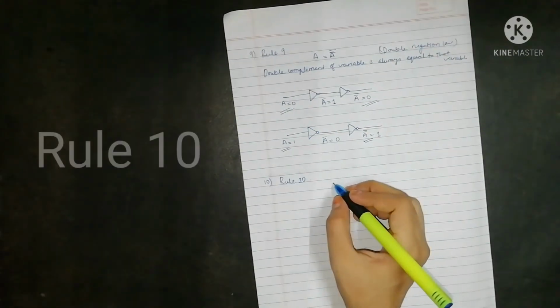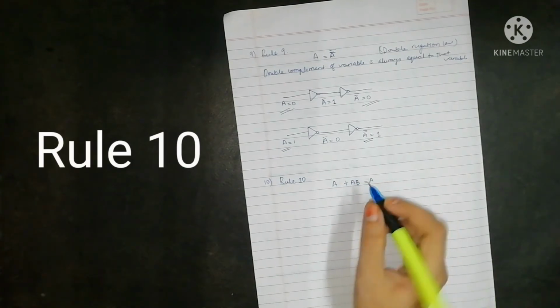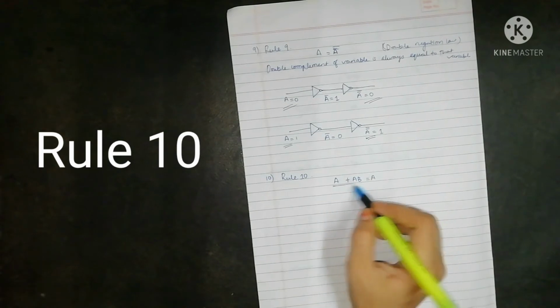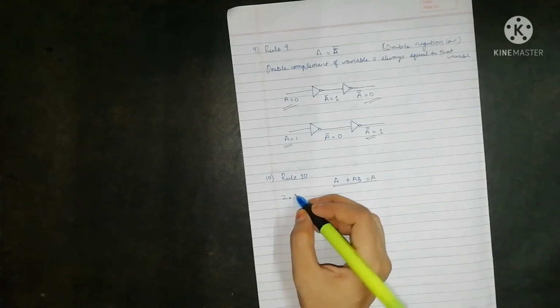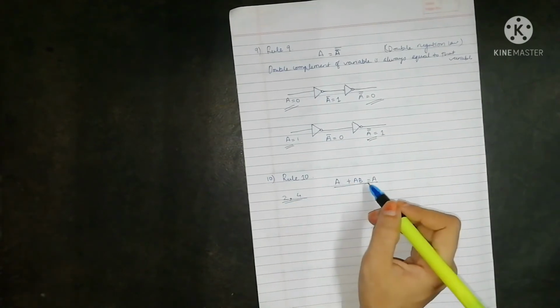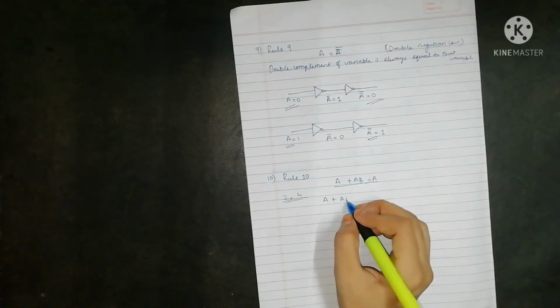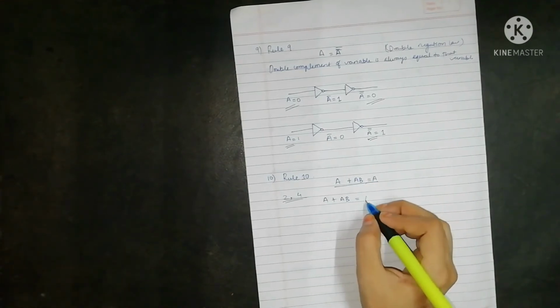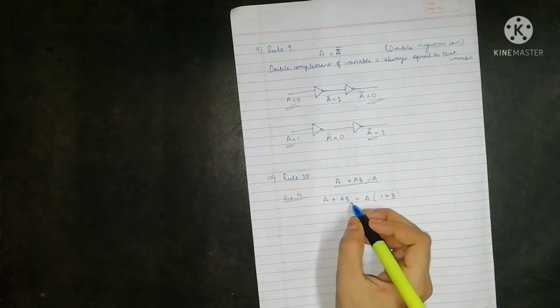Rule 10 says A plus AB is equal to A. In order to prove this rule, we require rule number 2 and rule number 4. Both of these rules are required in order to prove this rule. So take A plus AB, and this can be written as A into 1 plus B. We have simply taken A outside.